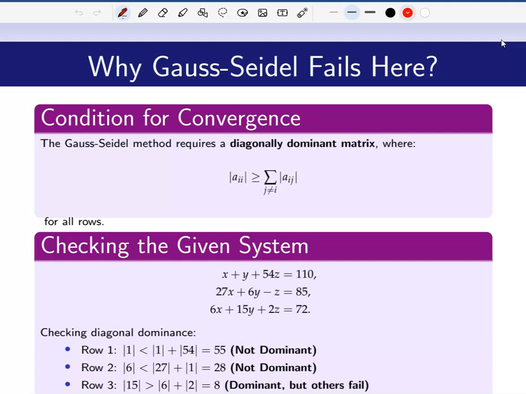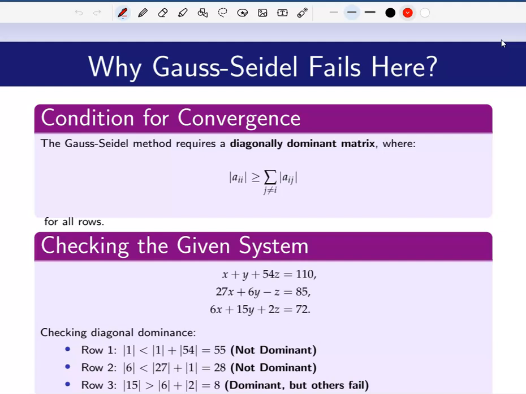So let's analyze the given system. x plus y plus 54z is equal to 110, 27x plus 6y minus z is equal to 85, and 6x plus 15y plus 2z is equal to 72. In row 1, the diagonal element is 1 and the sum of the other coefficients is 55, like 1 plus 54, that is 55. So this is not diagonally dominant.